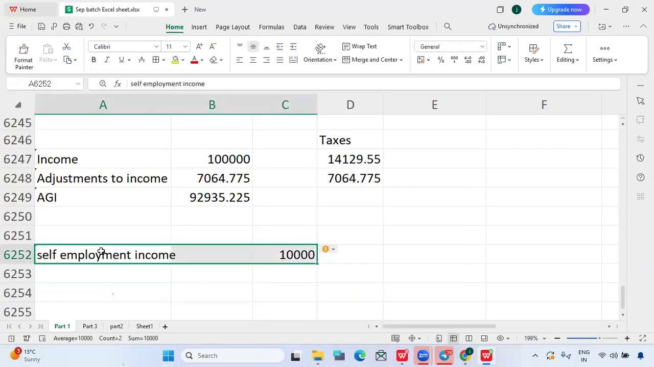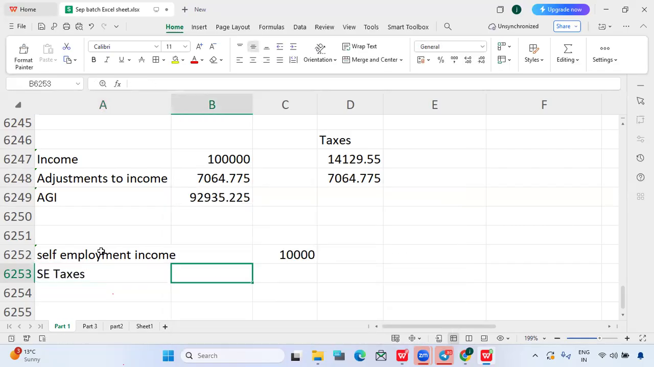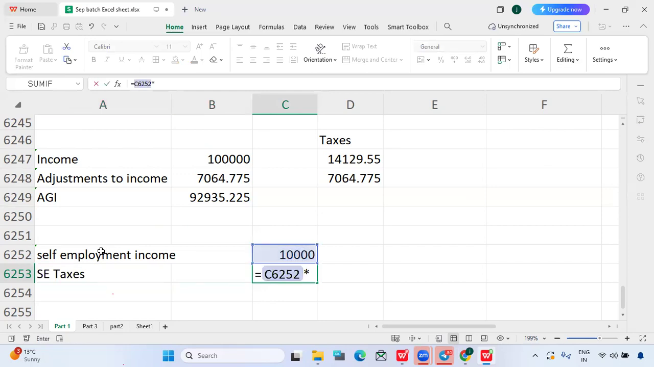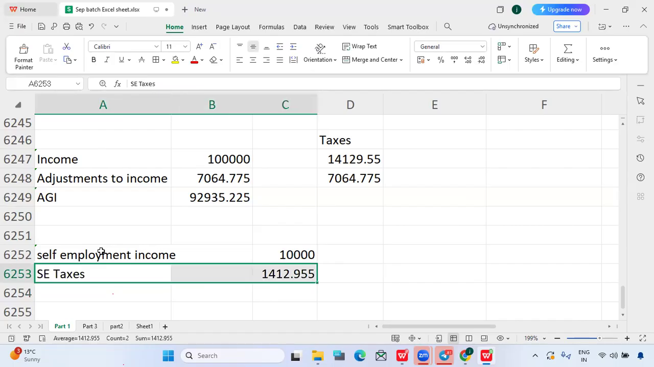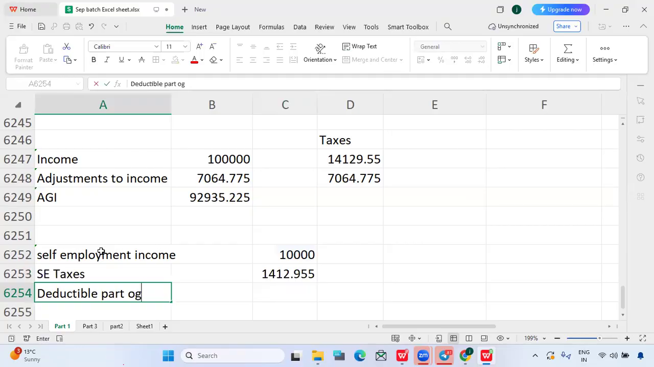Can anyone quickly calculate SE taxes? Or tell me the formula to calculate SE taxes quickly. 10,000 times 92.35 percent times 15.3 percent. This is your SE tax. And the deductible part of self-employment taxes is 50 percent of the SE taxes.